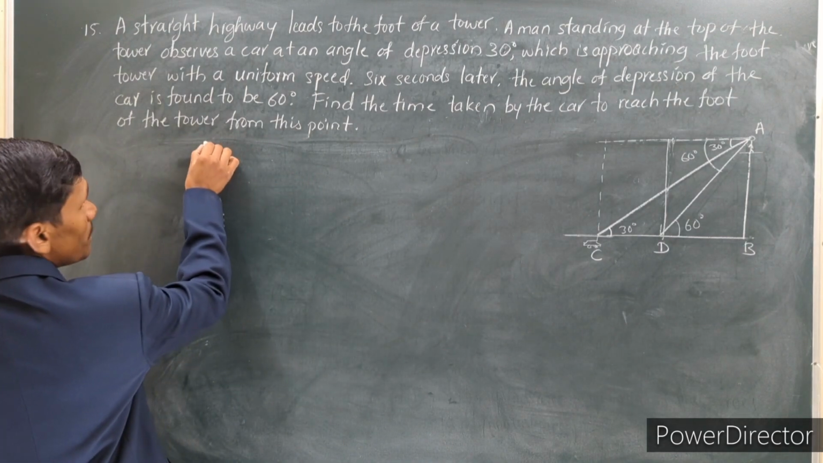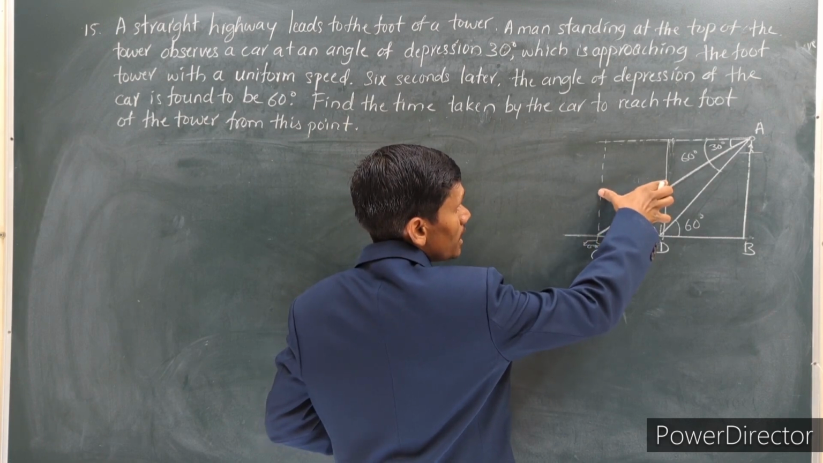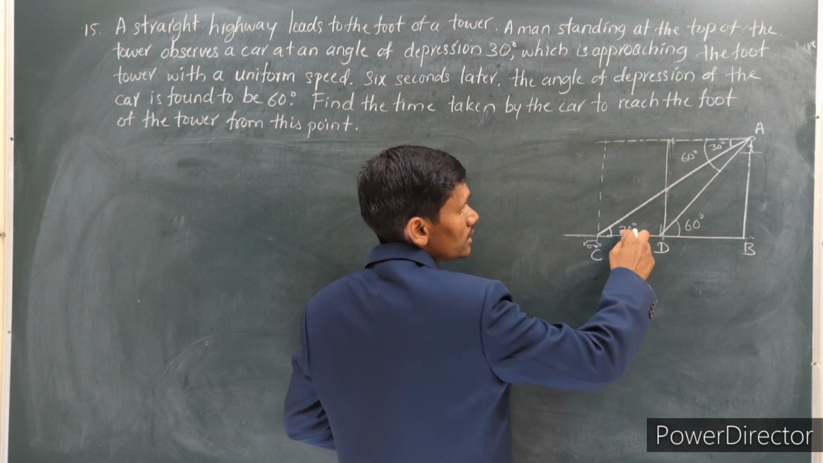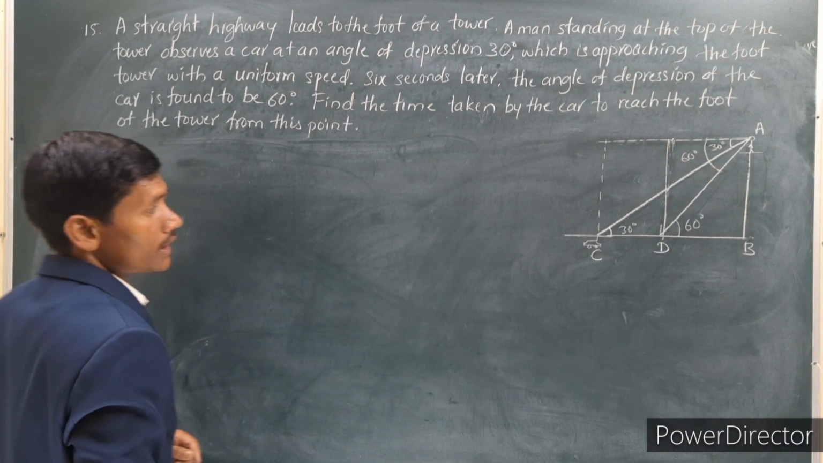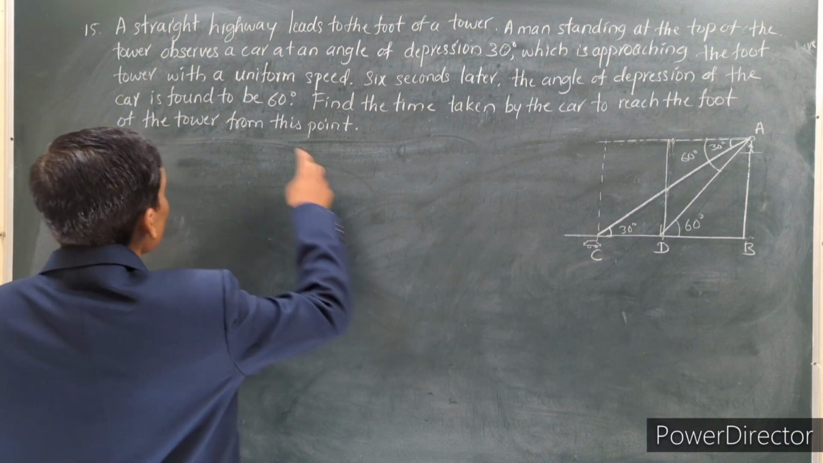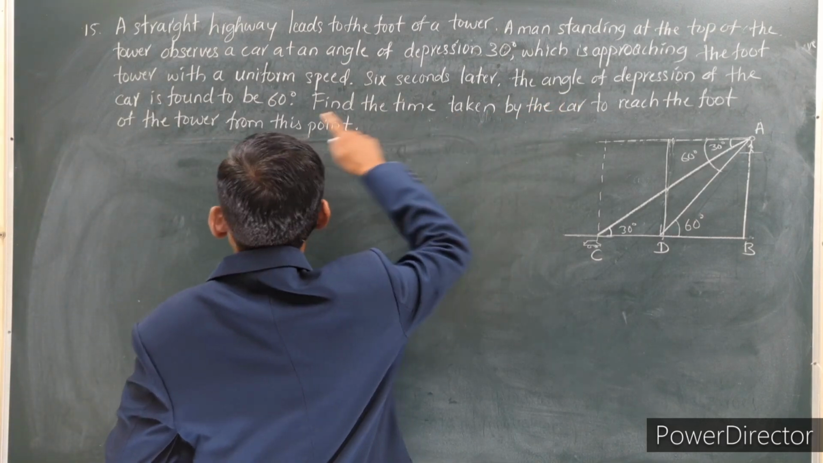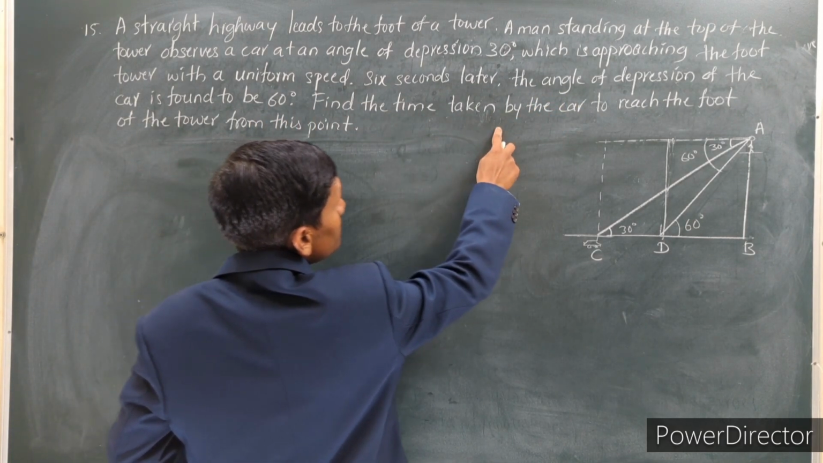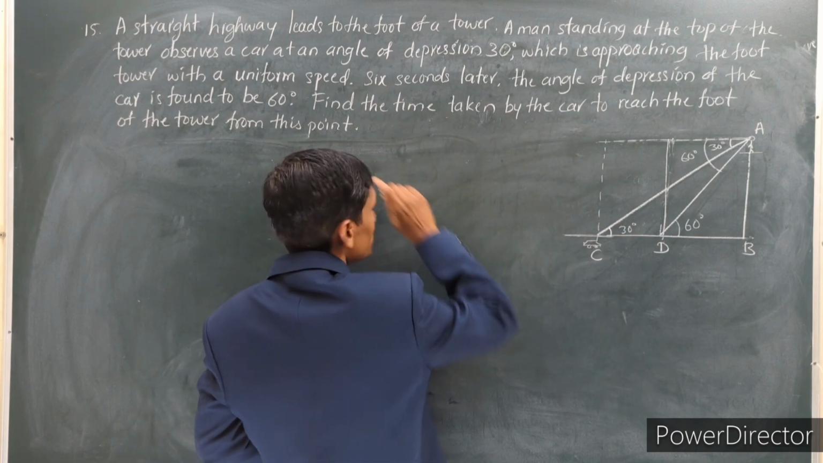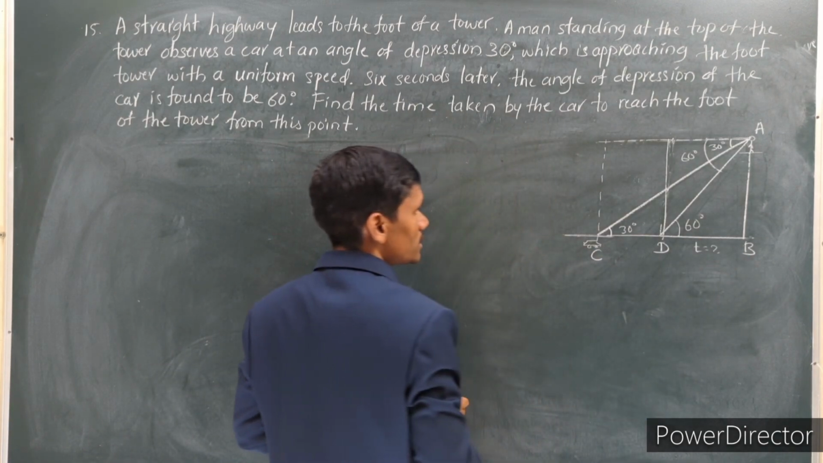Now take, for example, as you already studied in the basics, if these two lines are parallel, the interior alternate angles will be equal. Now coming to here, they are saying the angle of depression of the car is found to be 60 degrees. Find the time taken by the car to reach the foot of the tower from here to here. How much time is it taking, they are asking.